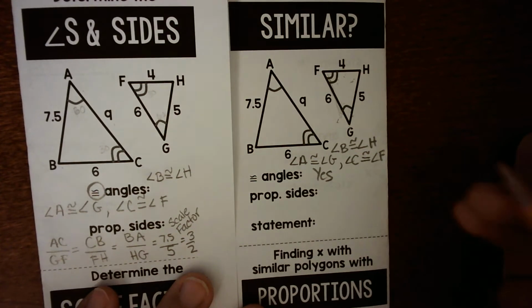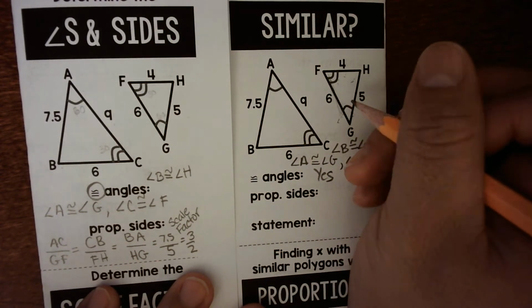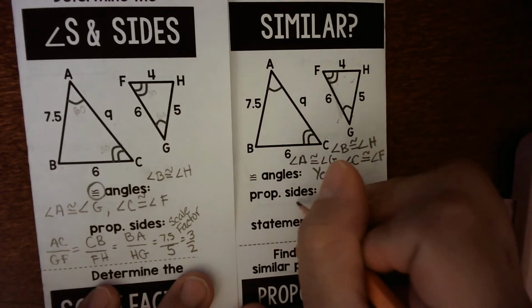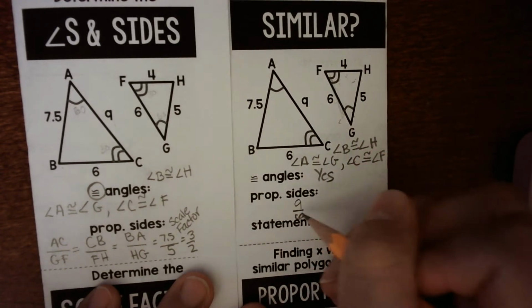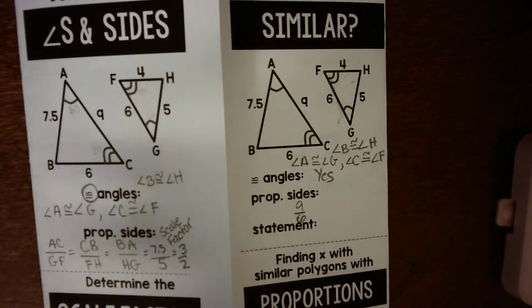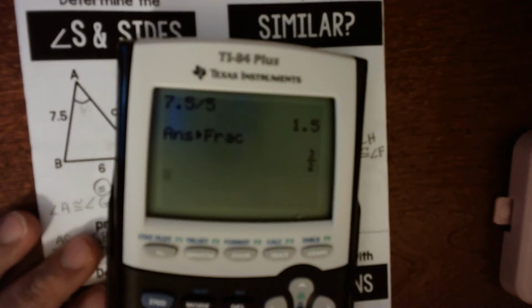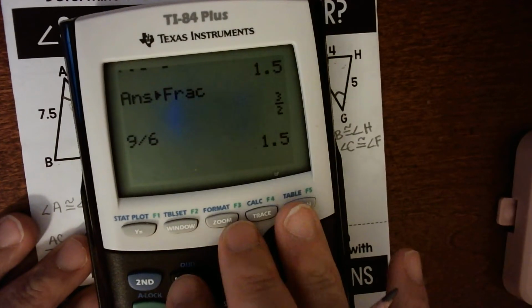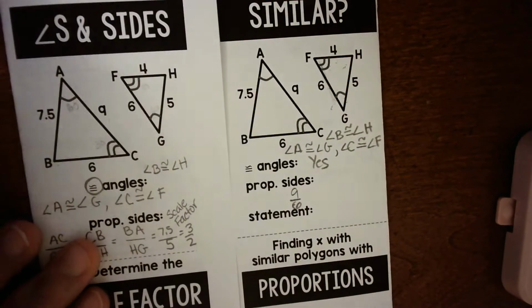We don't need it, but this is why I'm showing you the scale factor. I'm going to do this one first, because this was written first. 9 divided by, and then this one, 6. You always want to simplify that fraction. So 9 divided by 6. You want to make it into a fraction. 3/2.